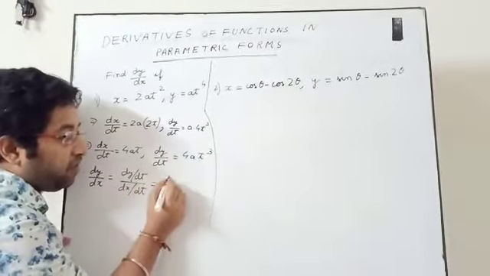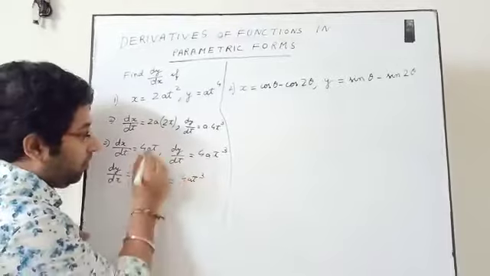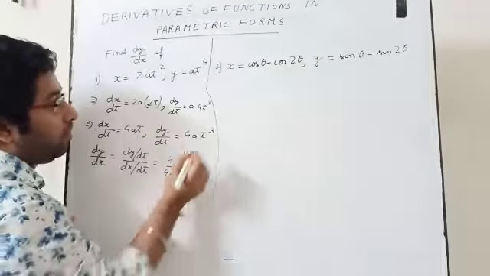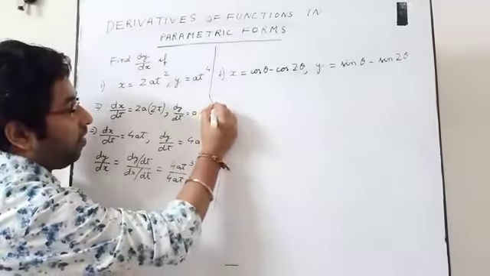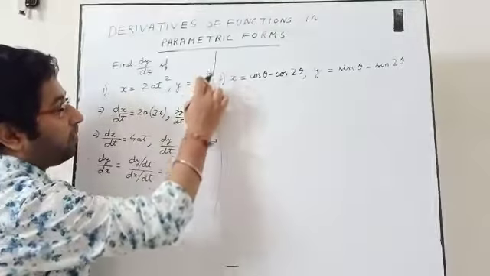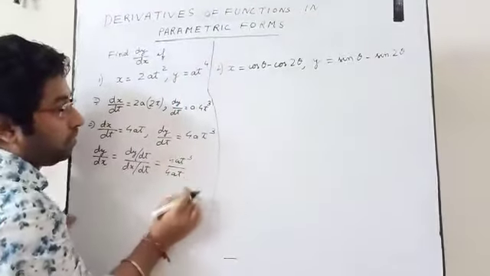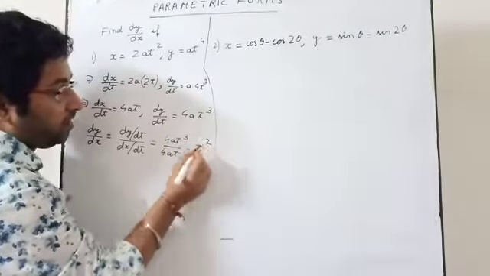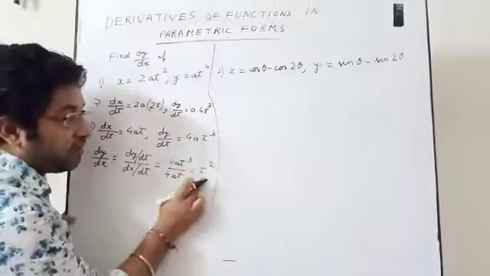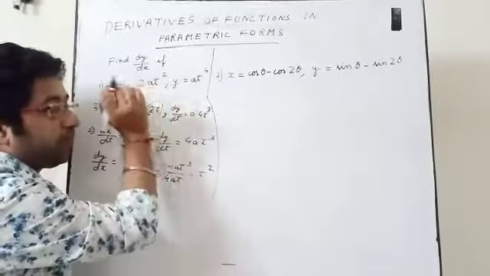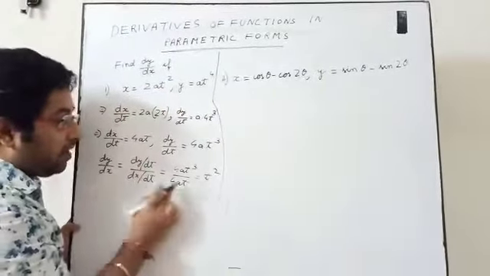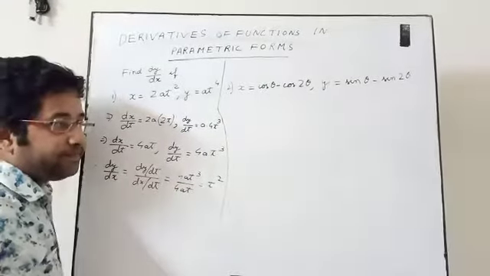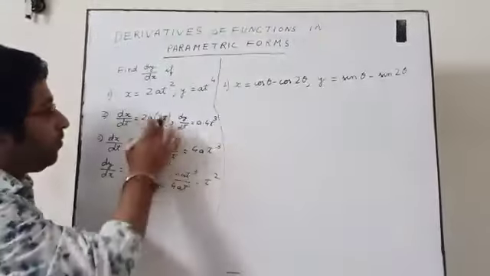What is dy by dt? 4at cube. What is dx by dt? 4at. Simply derivative, I think all of you know this. The derivative of a t to the power 4 is 4a t cube. So 4a cancels, t cancels, and you will be left with t square. dy by dx is dependent on t because x and y are dependent on t. So dy by dx you got as t square. Clear? We did the derivative.